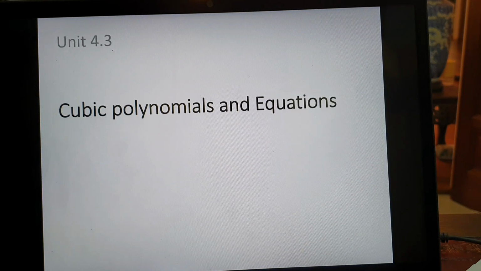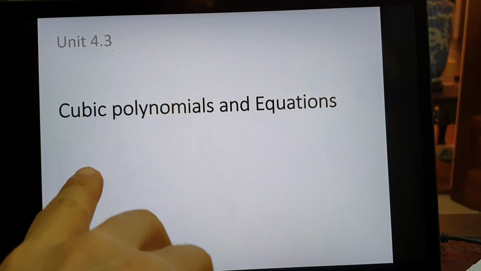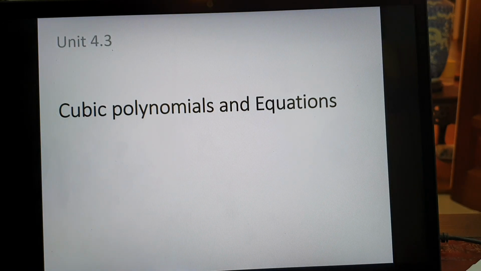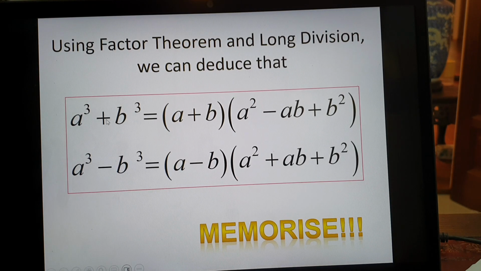Okay, now we will be doing cubic polynomials. That means how to solve polynomials of degree 3. They focus on degree 3. They're very reasonable. They will not make you do too much. So these are the things you need to know. This we just discussed today, and you're supposed to memorize.